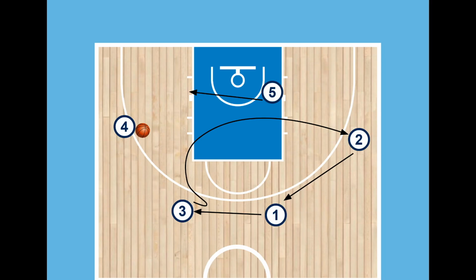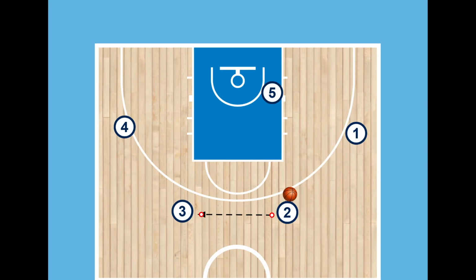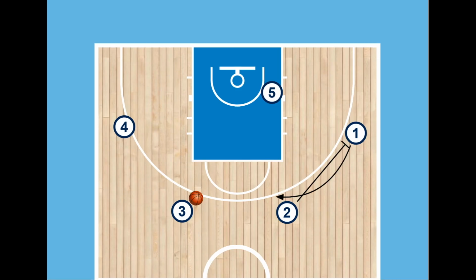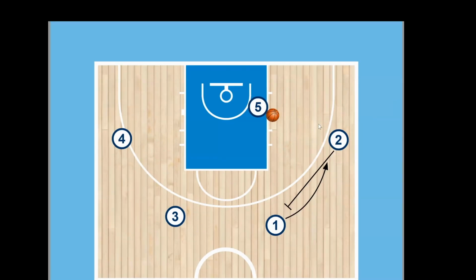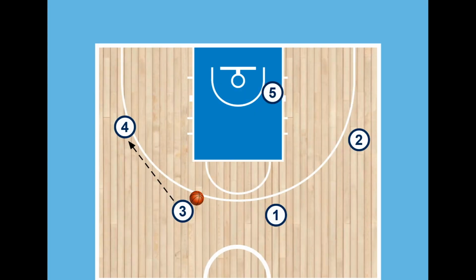Now we have a few rules. So a slot to slot pass equals a weak side exchange. A wing to post pass equals a split action. And a slot to wing equals a basket cut.